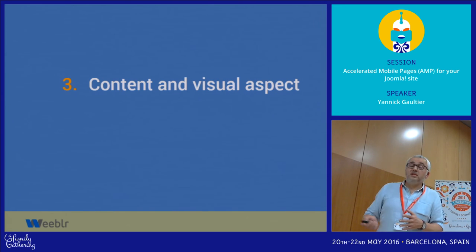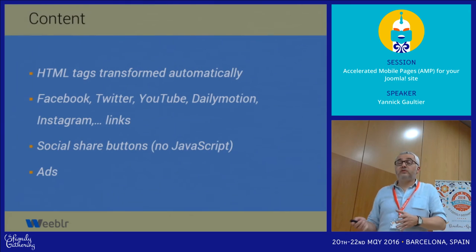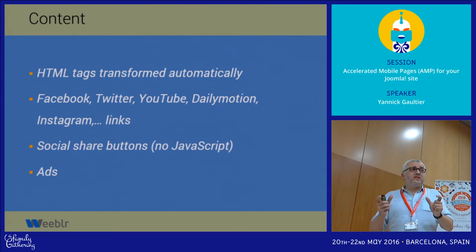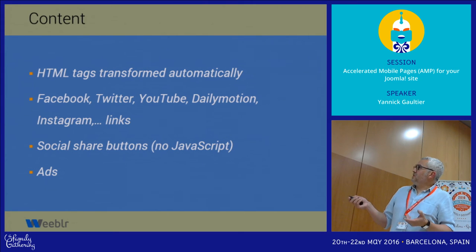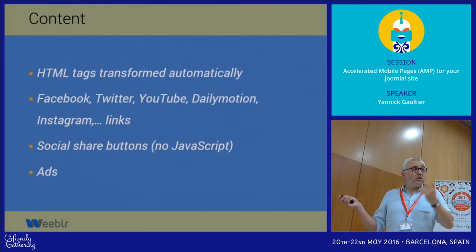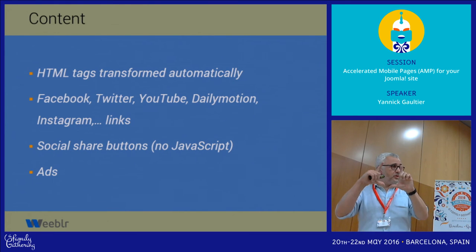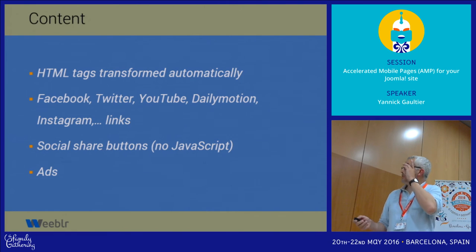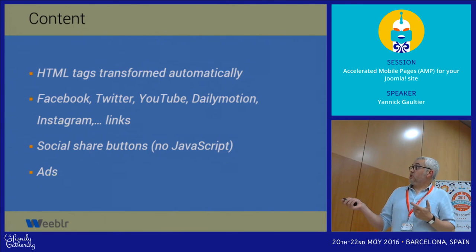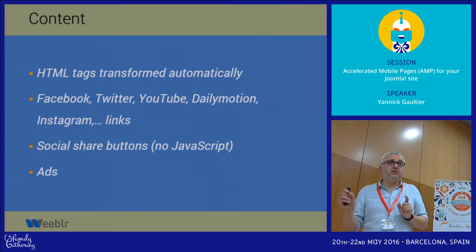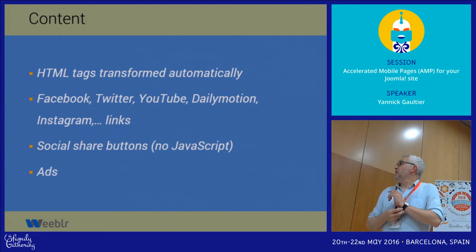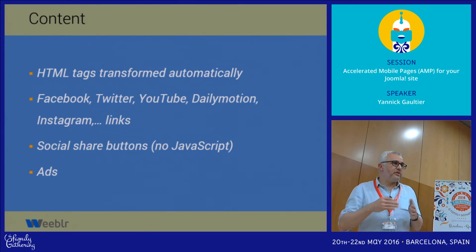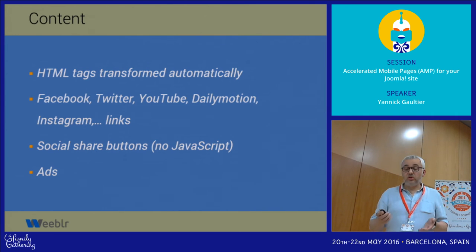So about the content and the visual aspect of your pages, what we do automatically is transform the tags, so the syntax is going to be okay. The Facebook, Twitter, YouTube, Dailymotion, Instagram, and more links that you can put in your content are going to be transformed into actual embedded tweets, for instance. We have made a bunch of social share buttons that don't use JavaScript. And we have integrated a number of ad suppliers that you can use to publish ads on your content.